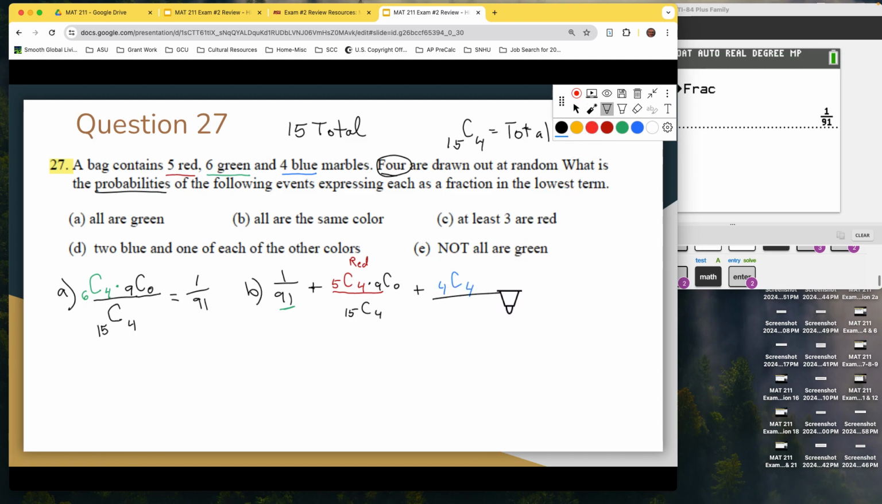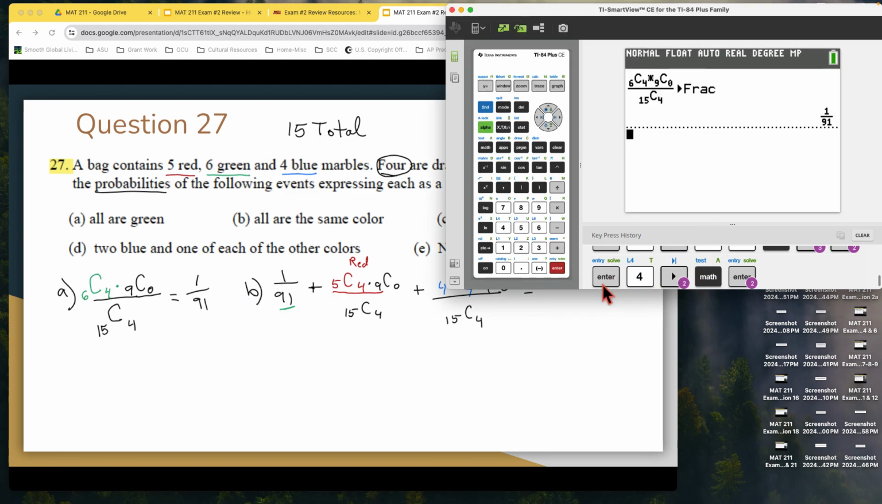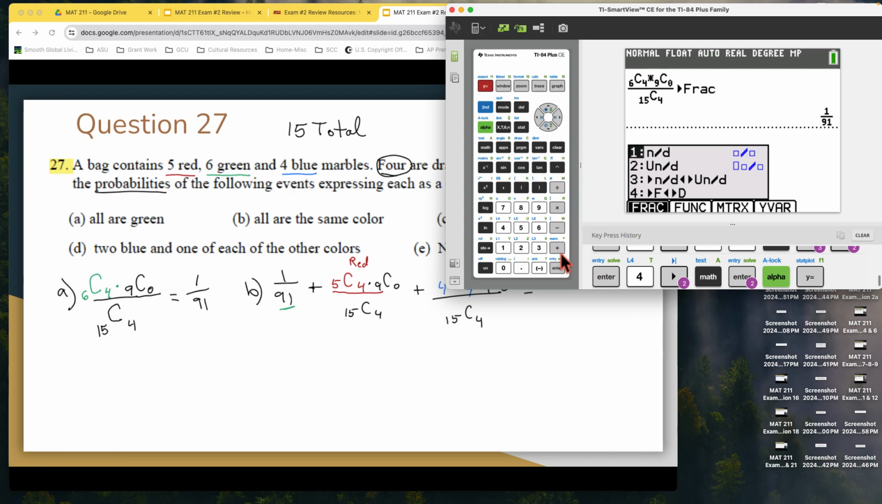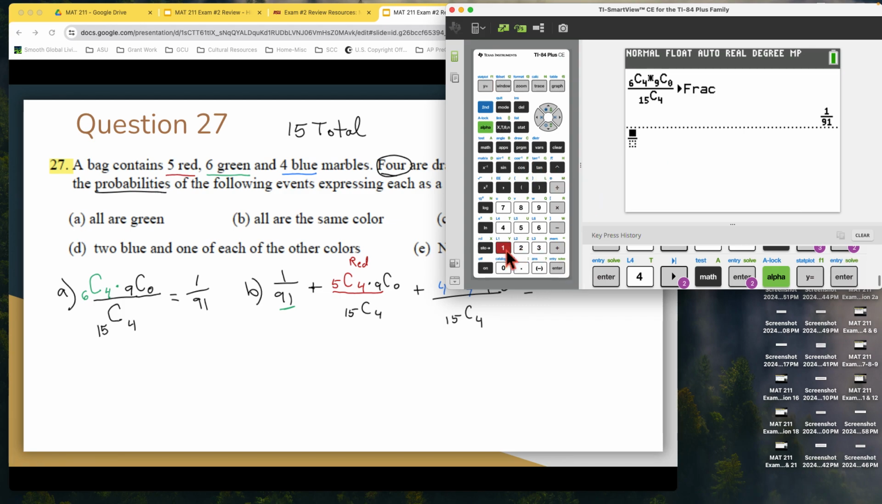And then again, this is the same probability of 15 choose 4 times 9 choose 0, which I'm not going to enter, just to save myself some grief while I enter it. Okay, so this will give us our final answer, and I'll just go ahead and enter it: 1 divided by 91, since I've already calculated. I don't want to enter that whole thing again.